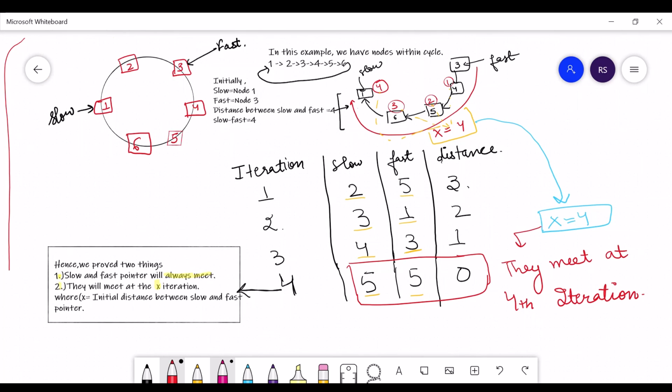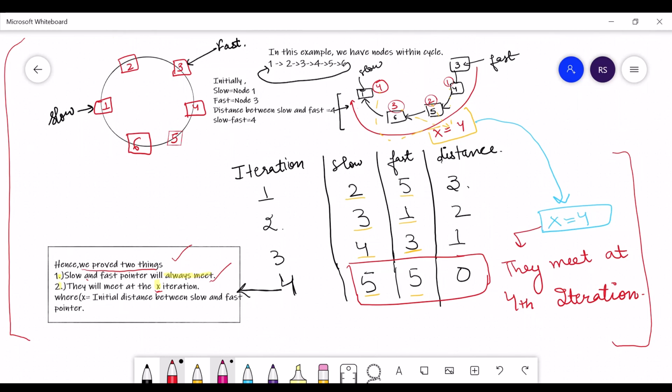This is an end-to-end working example of what we have learned so far. So hence we proved two things over here. Slow and fast pointer will always meet, and they will meet at the x iteration. In case you have any doubt at any point, please pause this video and observe this example carefully. Also, I will add this example in the description.